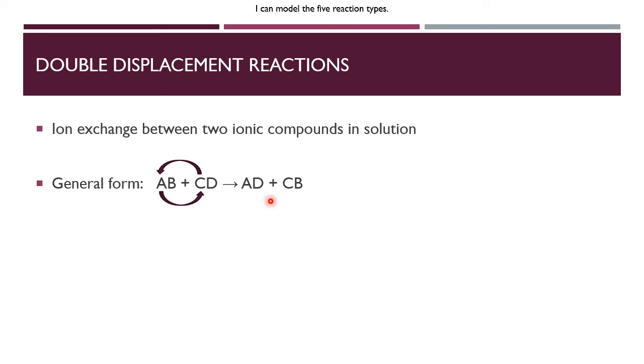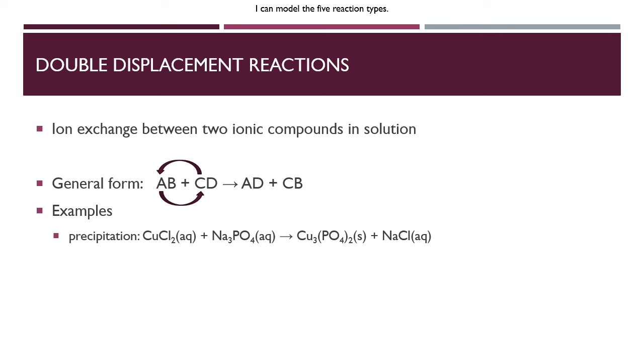So notice we end up over here with AD, positive ion, negative ion, because it came first, and D came second. And then over here we have CB. No, not BC. I can't just write it in alphabetical order. It has to be CB, because C is the positive ion, and B is the negative ion. Now, in these examples that I'll show you, there are really three different ways that these double displacement reactions can occur. The first one is oftentimes known as a precipitation reaction. Precipitation because we get a solid coming out of solution.